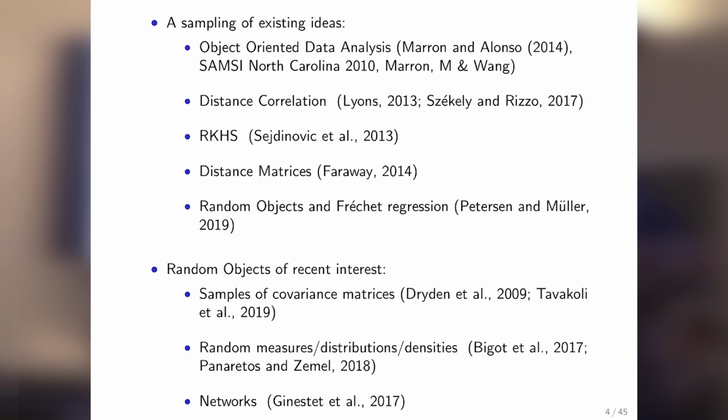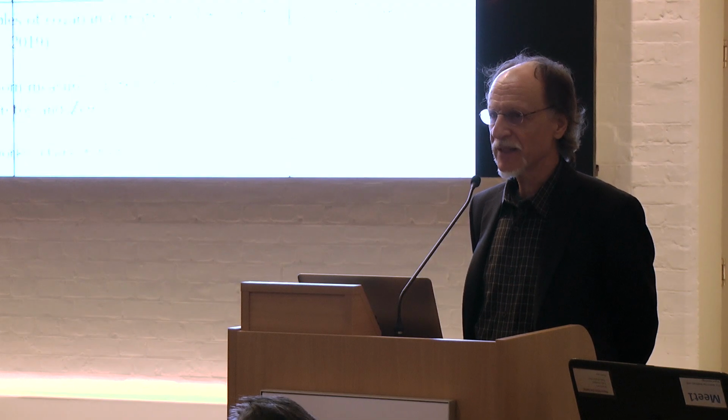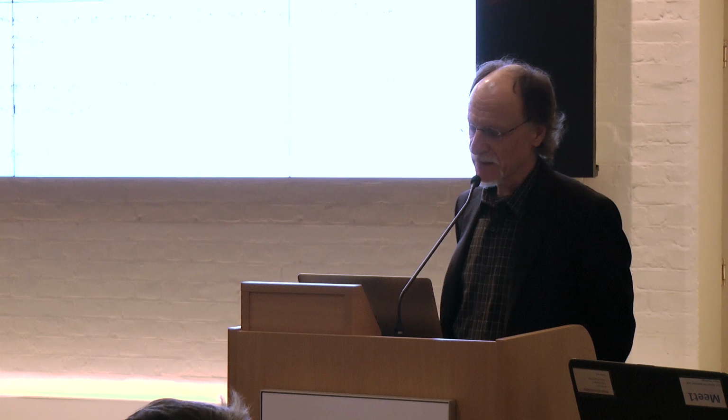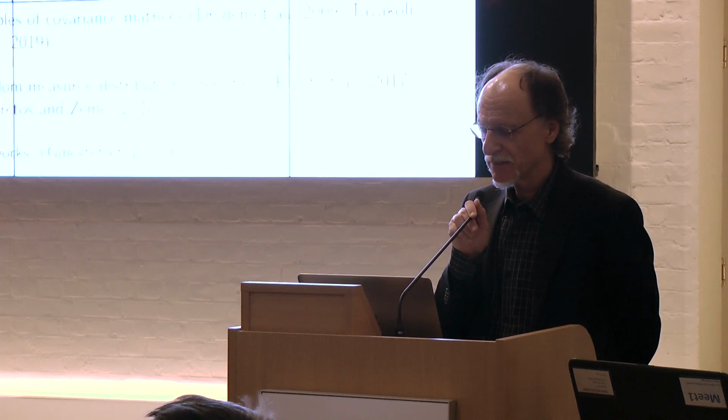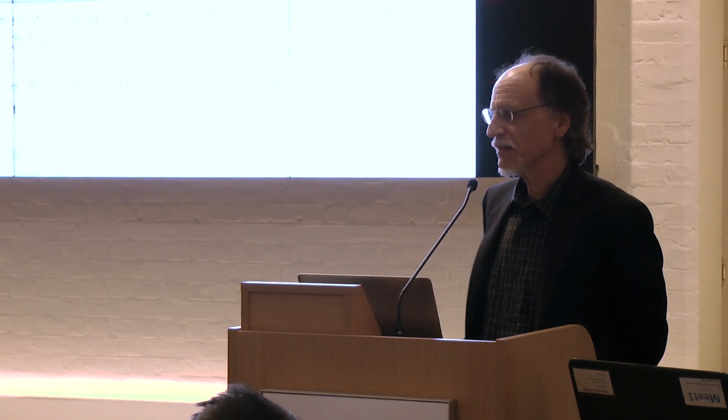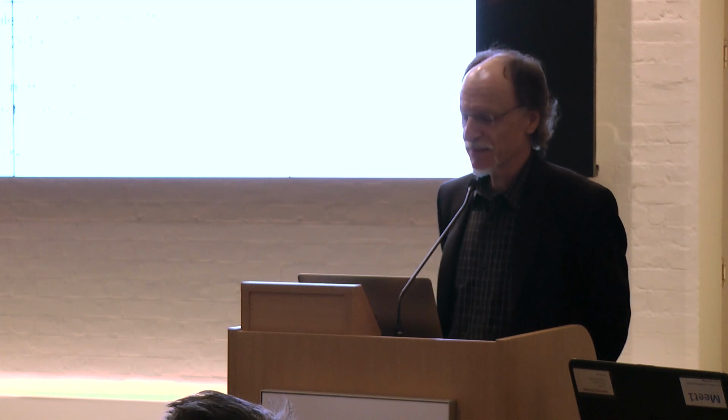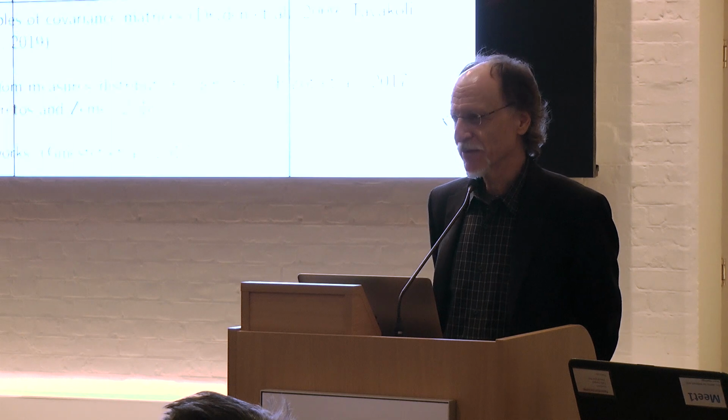So what are random objects of interest that have been studied recently? Of course, covariance matrices. That has been a big topic over the last decade or so. Dryden has written many papers on it, starting, for example, with a 2009 paper. There is a paper also recently by Tavakoli, John Aston, and others, where a power covariance metric is applied to study language, dialects to be precise, in the UK.